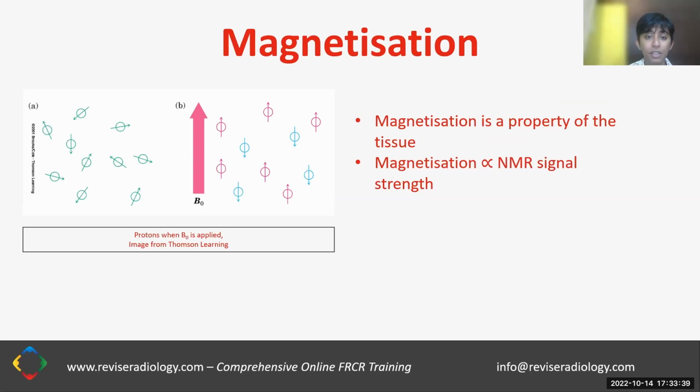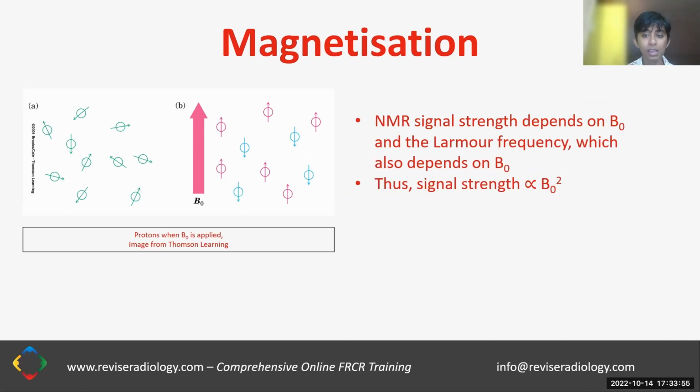Magnetization is a property of the tissue, and depends on how the protons are packed in the tissue itself, etc. Magnetization is directly proportional to the nuclear magnetic resonance signal strength. And I'll tell you why we're discussing magnetization in just a second. The NMR signal strength depends on B0 and the Larmor frequency, which also depends on B0. So signal strength is directly proportional to B0 squared. What this means is, if we want a really strong MRI signal, we need to increase the magnetic field. So that was to say, I introduced the concept of magnetization.